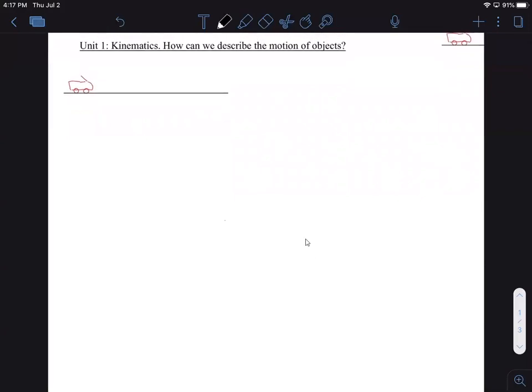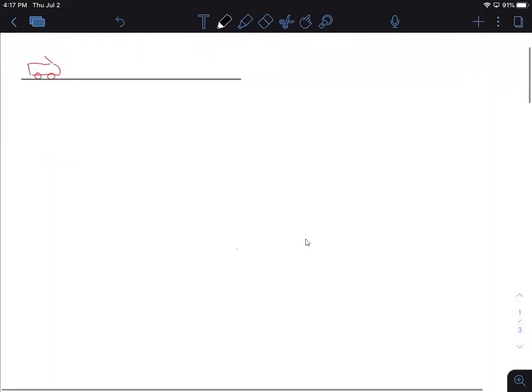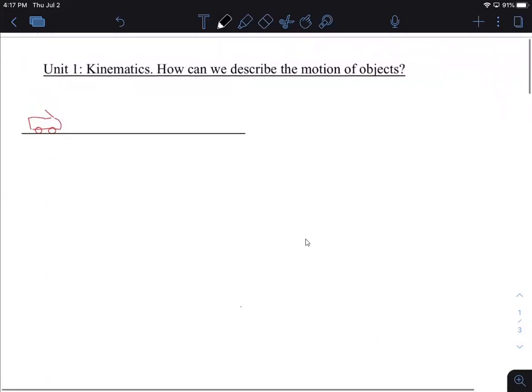All right, so we're starting our first unit. This unit is on kinematics, and we're looking at how we can describe the motion of objects. Motion is a very complicated phenomenon. If you think about things moving, there can be a lot going on depending on the motion. As physicists, we want to start by breaking it down to its most simple situation: an object that's moving in one direction at a constant speed with nothing else going on.